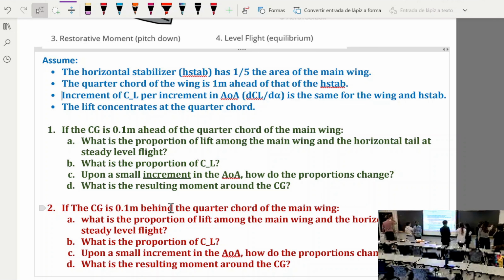So if you're on question C, first figure out how the proportion of CL changes, and then figure out how the proportion of lift changes. If you already have the ratio of CL, imagine both CL get incremented by the same small amount. How does the ratio of CL change?